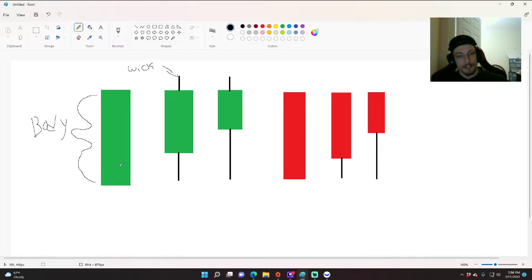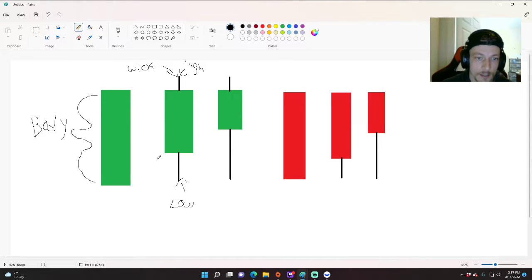Now, let me take a step back and describe all the parts of a candle. This is the body. These are wicks. The top of your wick will be the high of the day. The bottom of the wick will be the low of the day. So buyers push price up, sellers push it down, creating these wicks. And it looks like here that the buyers are still in control.